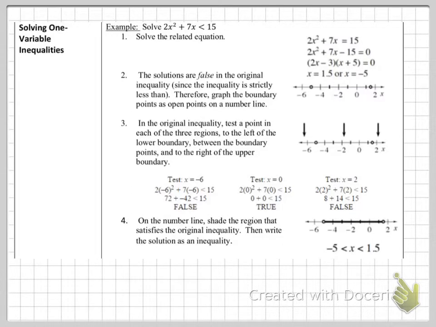Okay, solving one variable inequalities. This problem's already been worked out for you. We're going to walk through it and maybe highlight some things as we go. So they were solving 2x squared plus 7x less than 15. So you solve it as an equation. So notice they change it to equal to.